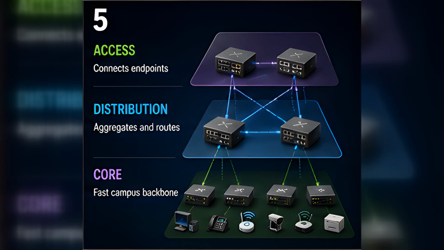Cisco campus LANs use a hierarchical design with up to 3 layers. The access layer connects users and devices. The distribution layer aggregates access switches and performs routing and policy functions. The core layer provides a fast, reliable backbone between distribution blocks. Not every network needs all 3 layers. The appropriate design depends on the size and requirements of the site.